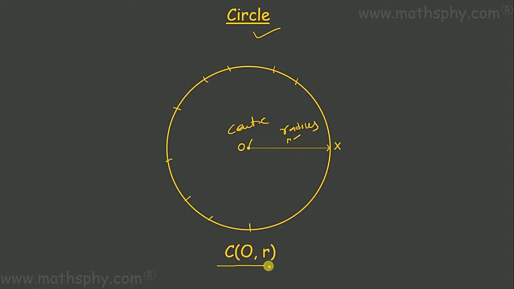This is the way we denote a circle: C and then O comma r. C stands for circle, this O is called the center here, and this is the radius of the circle. So this is the way we denote a circle. Now let's move on and study all the different components of a circle one by one.